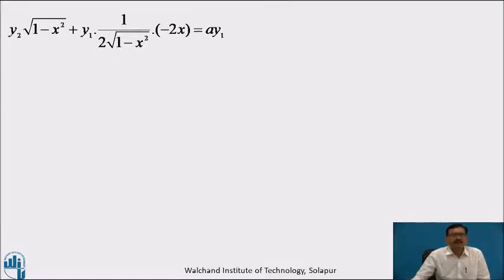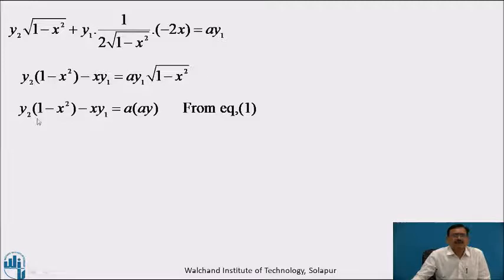Now we can simplify here. The 2 will get cancelled in the second term. Now we can write y2 into under root of 1 minus x square into under root of 1 minus x square is 1 minus x square, because we are taking LCM as square root of 1 minus x square, and here 2 will get cancelled. y1 into minus x means we can write minus x y1 is equal to a y1 into square root of 1 minus x square, because we are multiplying both sides by square root of 1 minus x square.